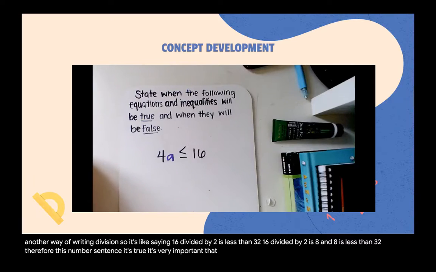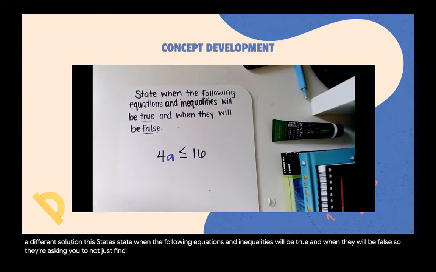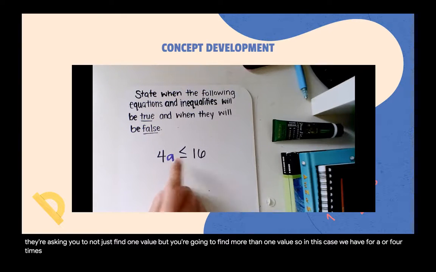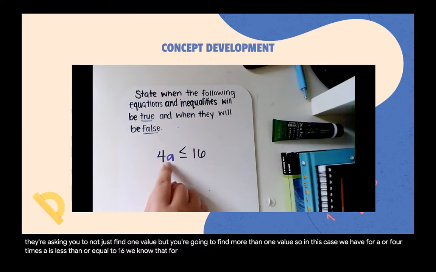It's very important that you read the directions because sometimes they're asking for a different solution. This states, state when the following equations and inequalities will be true and when they will be false. So they're asking you to not just find one value, but you're going to find more than one value. So in this case, we have 4a, or 4 times a, is less than or equal to 16. We know that 4 times 4 is equal to 16. So the largest number that a can be is 4.